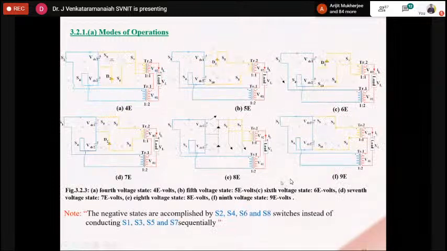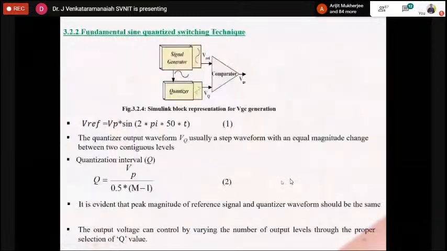I am skipping this one. Now we'll see the fundamental switching techniques, as I said earlier, SHE and nearest level control. Compared to these 2, there are some difficulties, which I will explain in further slides. But I will introduce a new controlling technique, the so-called fundamental side quantization switching technique. This is very easy to understand, as well as to implement.